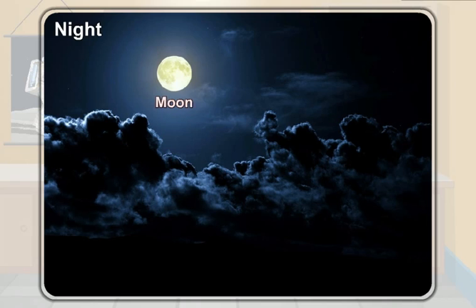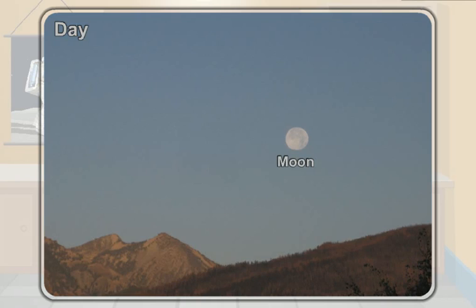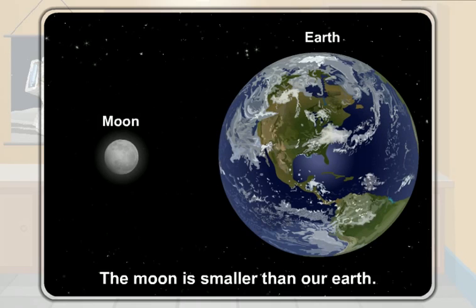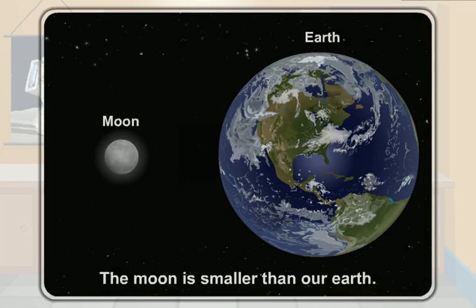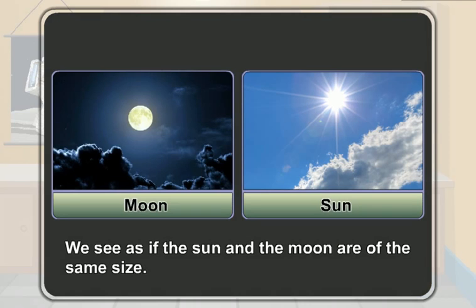Yes, it is the moon. Sometimes, even during the day, we can see the moon. The moon is smaller than our Earth. It means the moon is smaller than the sun as well. However, they look as if they are of the same size.